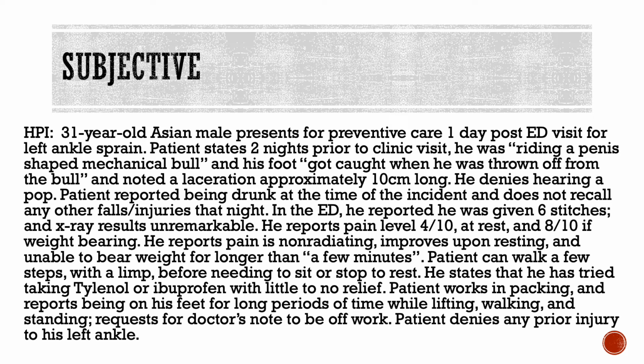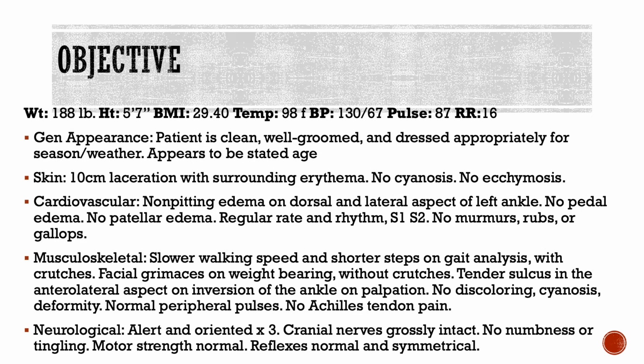Family history unknown. Social history: he denies tobacco use, reports drinking, quote unquote, only on weekends, about 4 to 5 drinks in one night. Patient admits to occasional cocaine use but states no other drug use, and medications used: none. Objective: BMI is 29.4, temp was 98, BP 130/67, pulse 87, respiratory rate 16.